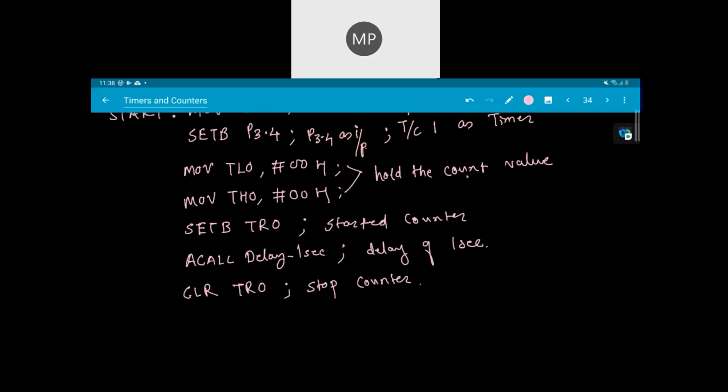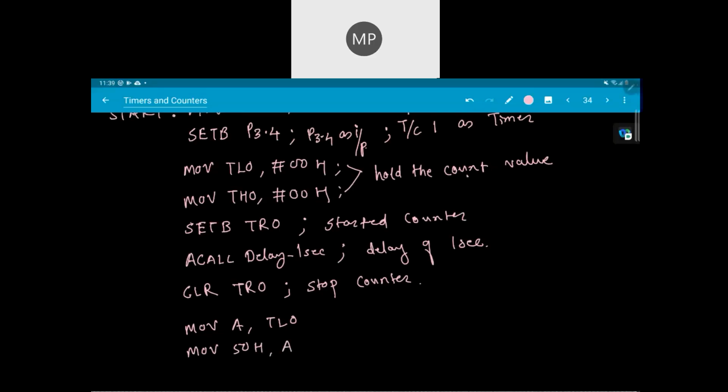तो वो हमें बस accumulator में लेना है. So how do we take that into the accumulator? MOV A, TL0 and then you can save this value somewhere in the memory. So let's save it into the 50H location. So MOV 50H, A. The same lines can be repeated for TH0.